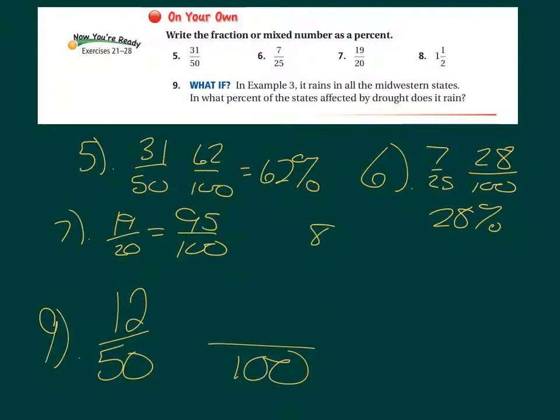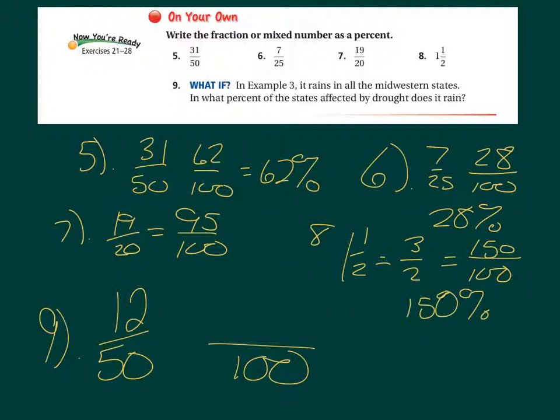Number 8, we have 1 and 1/2. Again, we know that we have a 1 whole, 100, on top already. What would be easiest is to change this to an improper fraction, so 3 over 2. Again, I want to get my denominator to be 100. So I'd have to take the top times 50 as well, and I would get 150 over 100, so it's 150%.